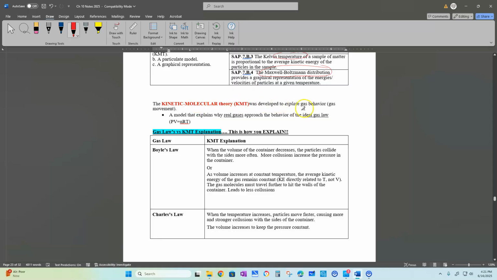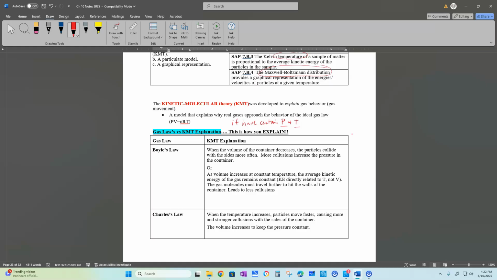KMT was developed to explain gas behaviors, gas movement. So why do gases behave a certain way? This model explains why real gases are very close to ideal gases at particular temperature and pressure. So if you have a certain pressure and temperature, real gases can get very close to be called ideal gases, okay? But you have to have a certain temperature and pressure, and we'll get to that in this video.